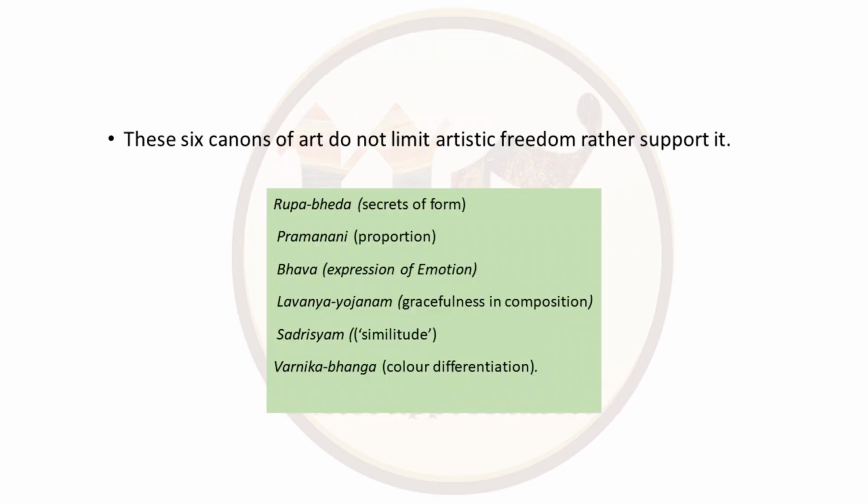To conclude, these 6 canons of art, these 6 limbs, these Shadang, do not limit artistic freedom, they rather support it. You have to understand the secret of form, which is Roop Bhed. You have to know the correct proportion, which is Pramanani. You need to give the correct expression of emotion, which is bhav. You have to bring gracefulness in your composition, which is Lavanya Yojana. And everything has to resemble what you have made, which is Sadrishyam. All this thing has to have correct colors so that whatever composition you are making is convincing and it looks good to the person who is seeing it.